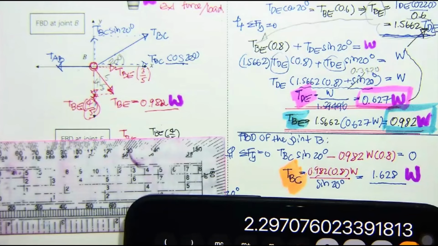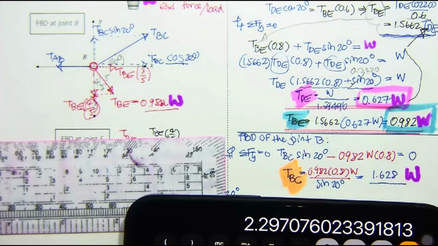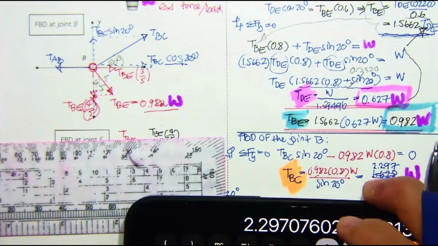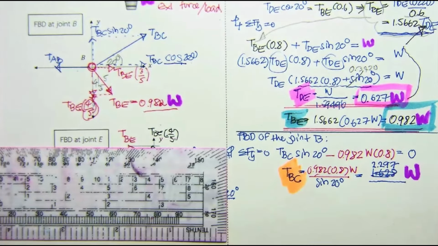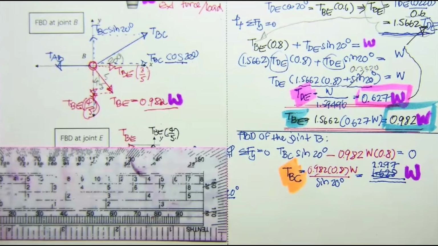What happened? Let's check. 0.982 times 0.8 and then divided by sine 20, 0.342. Did you get 2.297? Okay, so the earlier one is not correct. This is going to be 2.297 W. P sub BC equals 0.8 times 0.982 divided by sine 20. You get the answer the same, 2.297, right?